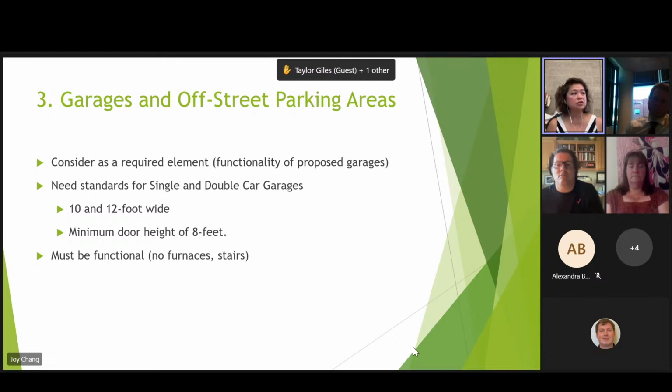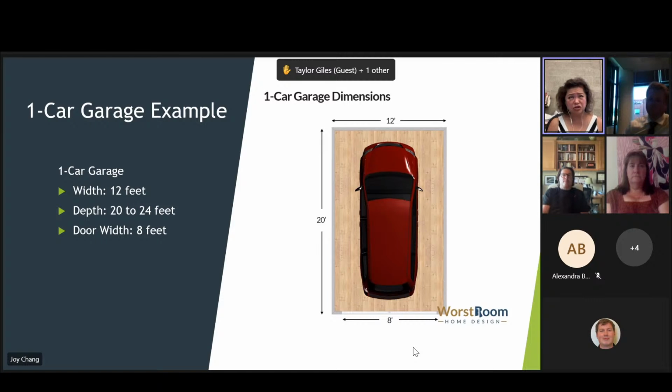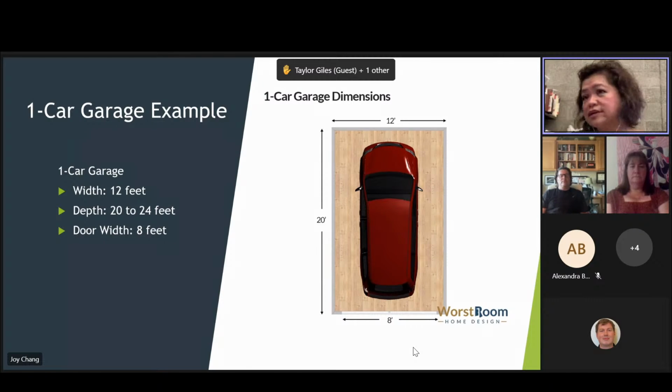But let me show you design elements that I retrieved online that shows a one-car garage. Typically, the width is 12 feet. A depth can be from 20 to 24, and the typical width of the door is 8 feet.